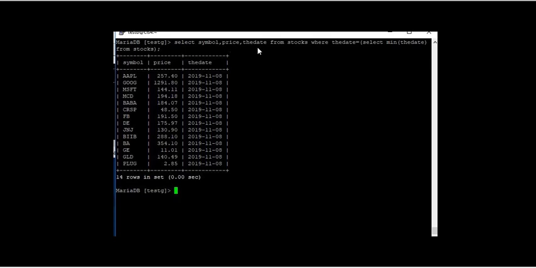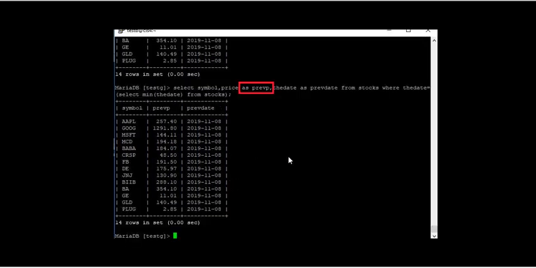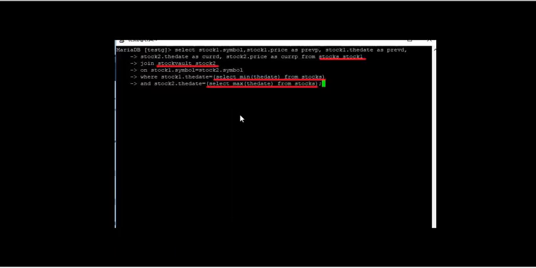Select symbol, comma, price, comma, the date from stocks, where the date equals select min the date from stocks. So these are the stocks and their prices on the first day we started tracking them, November 8th, 2019. Let's change that. Price is going to be as PREVP, and the date as previous date. So now it's symbol, previous price, in other words, and previous date that we see.